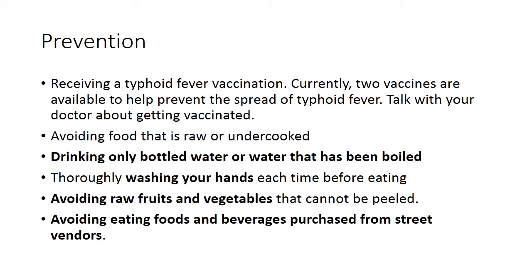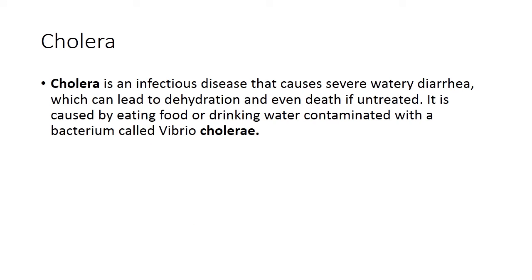We can prevent ourselves by avoiding food that is raw or uncooked, by vaccination, by drinking only bottled water or water that has been boiled, thoroughly washing hands, avoiding raw fruits and vegetables, and avoiding eating foods and beverages purchased from street vendors. The next disease is cholera.